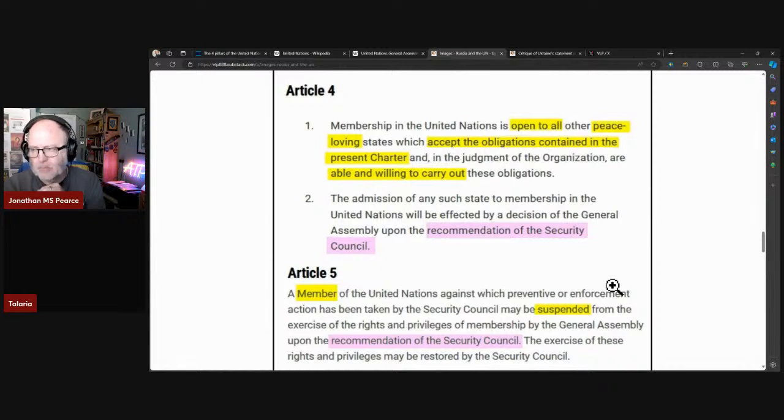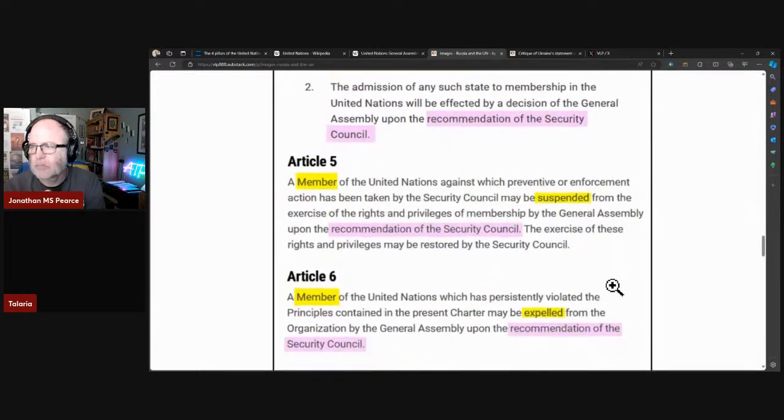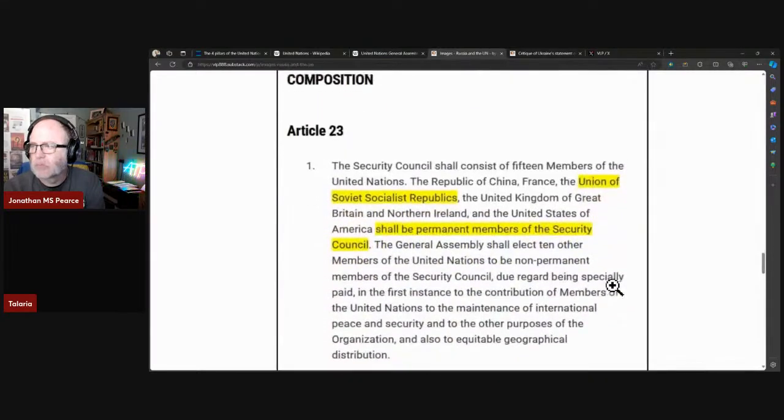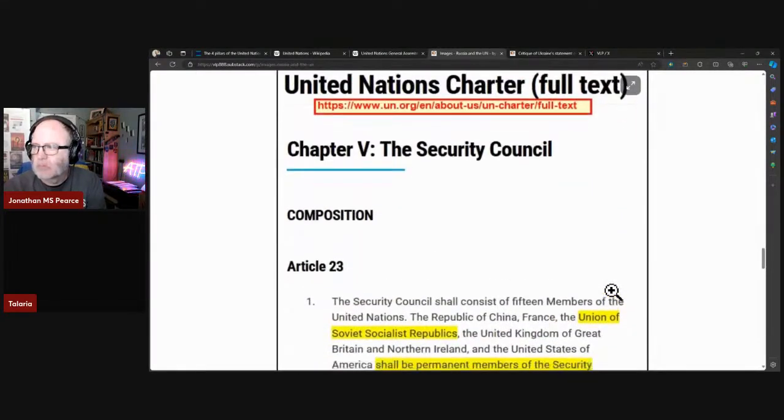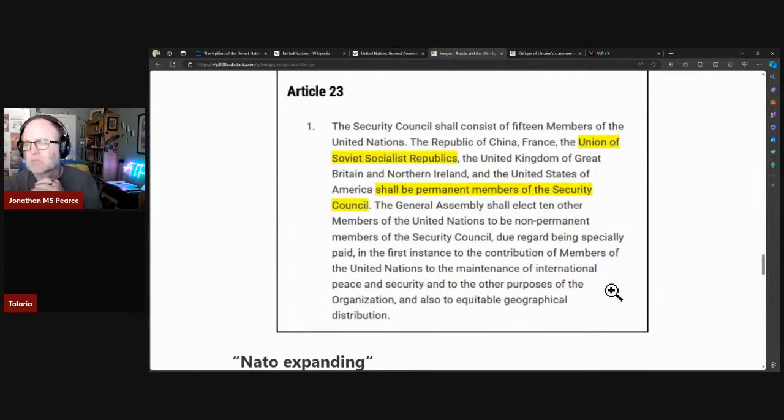If we scroll down a little bit further to Article 23, I will deal with permanent membership of the Security Council, which is the membership which holds the veto. This is the article in the United Nations Charter, again the rules of how the United Nations functions. You will see it says the Security Council shall consist of 15 members, and then it names China, France, the Union of Soviet Socialist Republics, the United Kingdom, and the United States as permanent members.